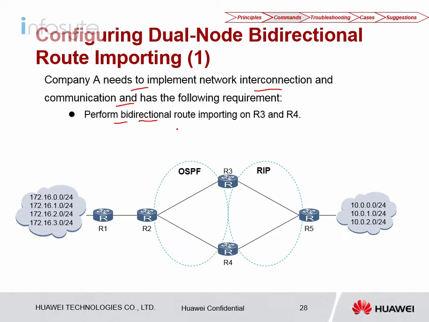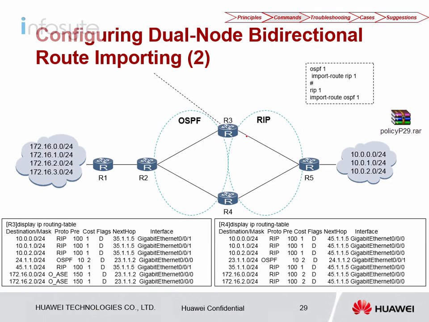All right, so the next requirement here is company A needs to implement network interconnection and communication with the following requirement. We need to perform bidirectional, so this is not unidirectional. Bidirectional means that we are going to import in both ways on router 3 and router 4. So that will be easy. OSPF into RIP, RIP into OSPF.